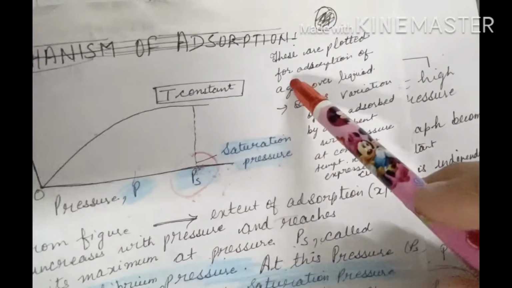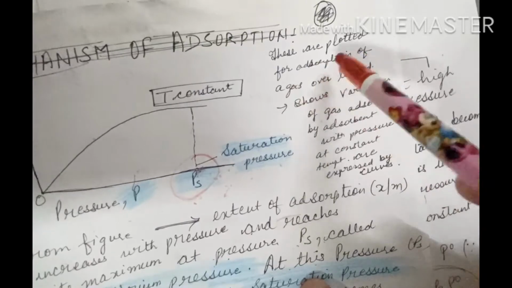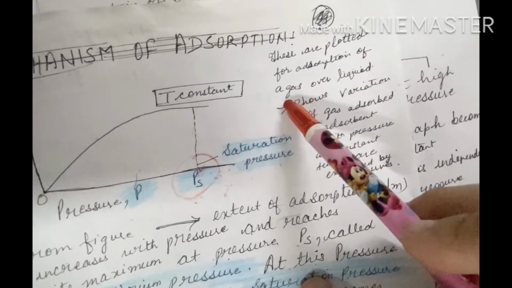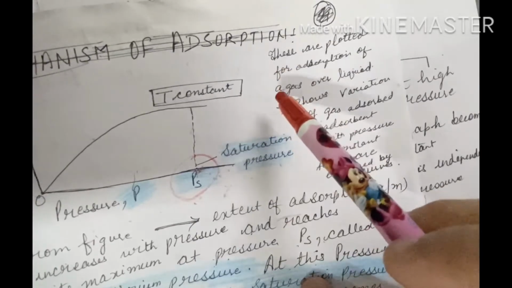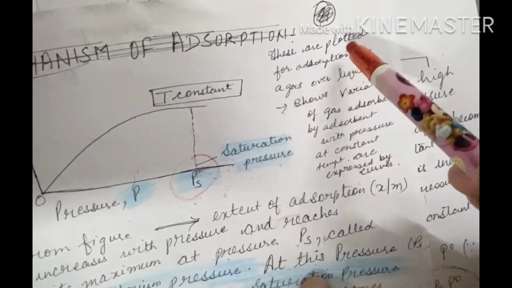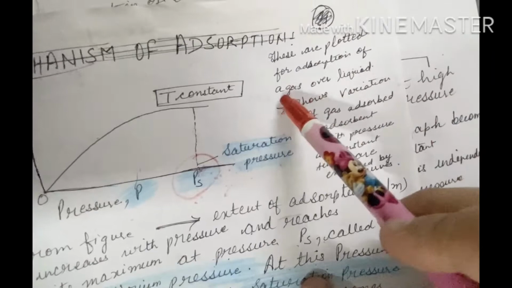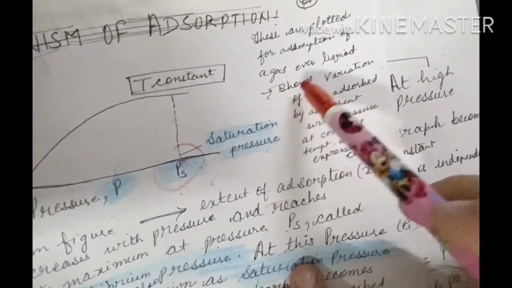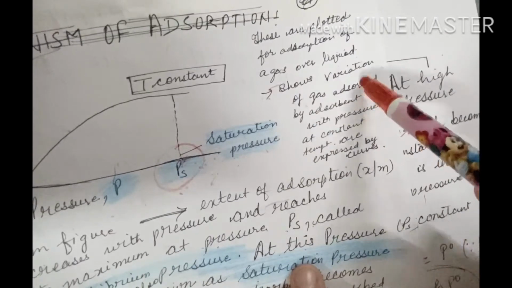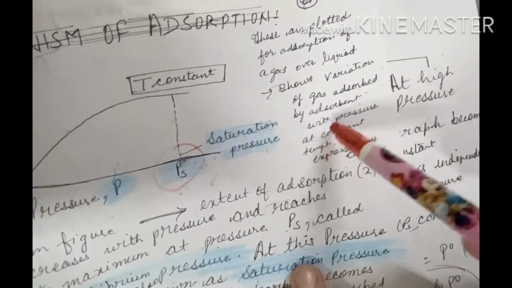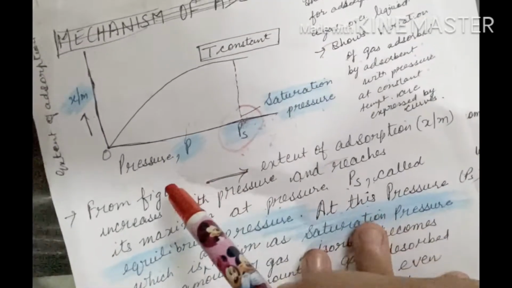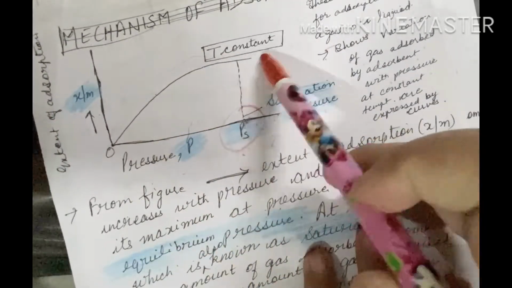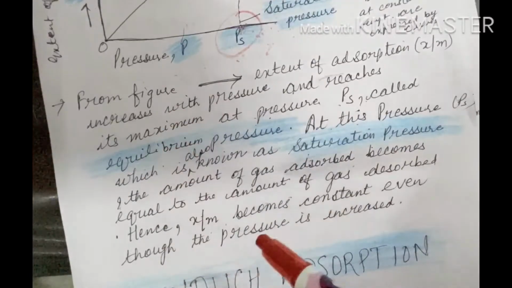These are plotted for adsorption of a gas over a liquid. Adsorption isotherms are basically drawn or plotted for adsorption of gases over liquids or solids. They show the variation of gas adsorbed by the adsorbent with pressure at constant temperature. So this curve represents temperature.